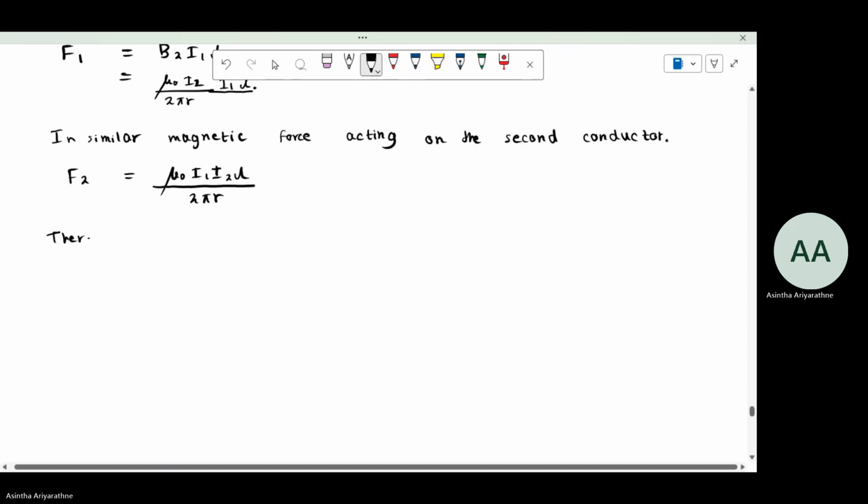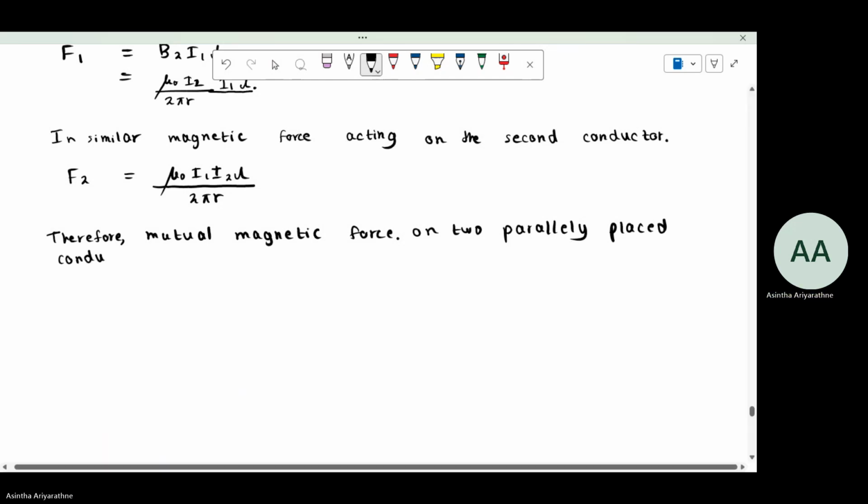Therefore, the mutual magnetic force on two parallelly placed conductors, F is mu naught I1 I2 L over 2 pi R.